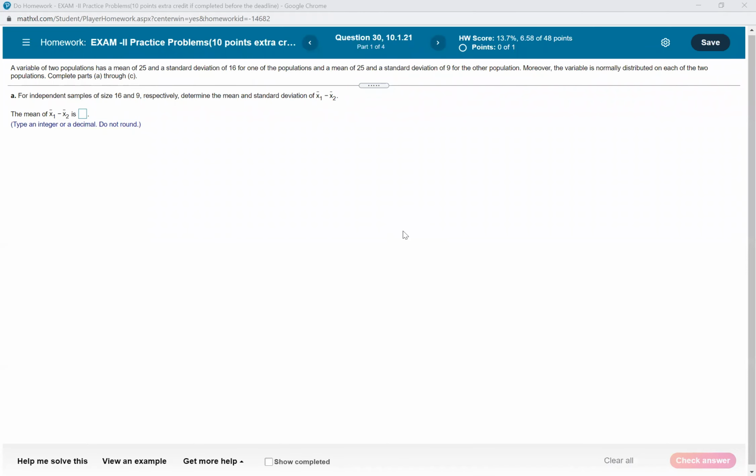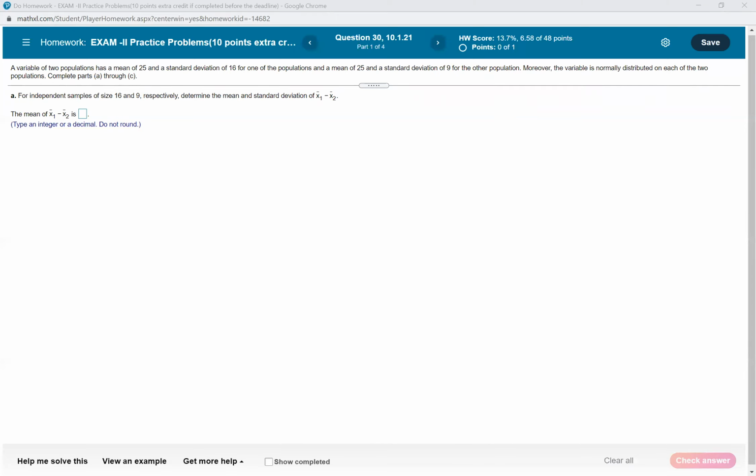Okay, so for chapter 10, I'm not going to go over all the problems, but I'll try to give you the hints how to solve the problems from chapter 10. The first problem is: a variable of two populations has a mean of 25 and a standard deviation of 16 for one of the populations, and a mean of 25 and a standard deviation of 9 for the other population. So actually we are performing a hypothesis test for two population means.